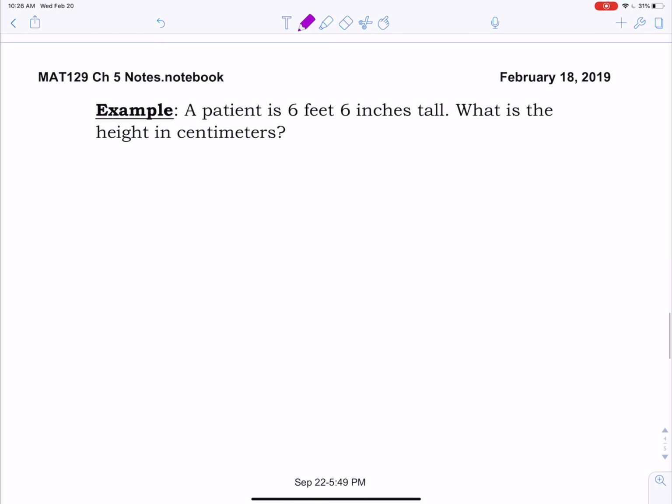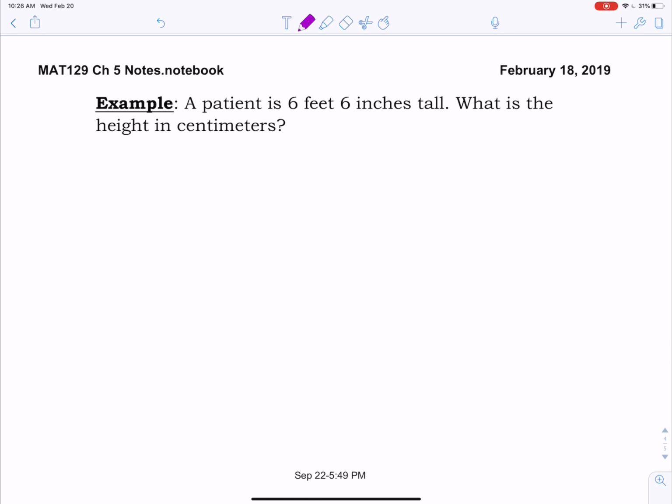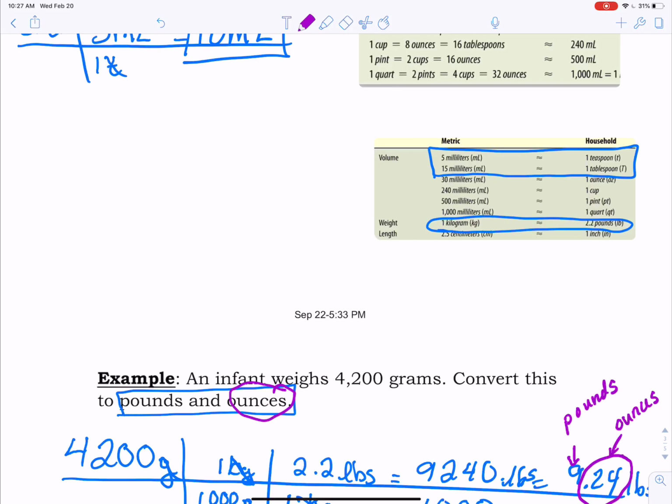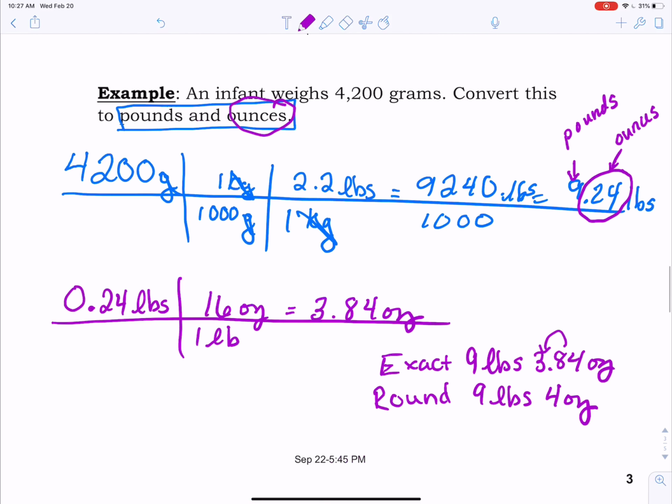If we look at another example, it says a patient is 6 feet 6 inches tall, and it asks us what the height is in centimeters. So essentially here we're going backwards. They gave us the measurement in two different units, the 6 feet 6 inches, and they're asking us for the height in centimeters. If we look at our measurements for length, we know that 2.5 centimeters is 1 inch.